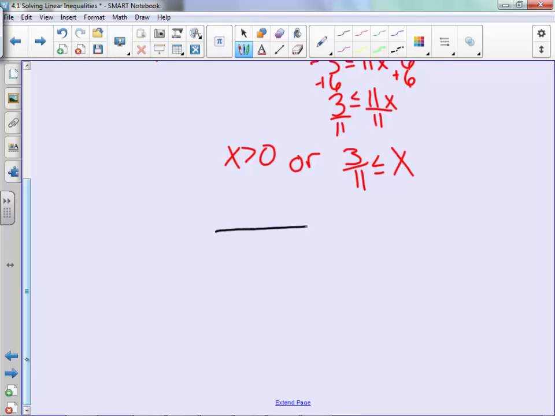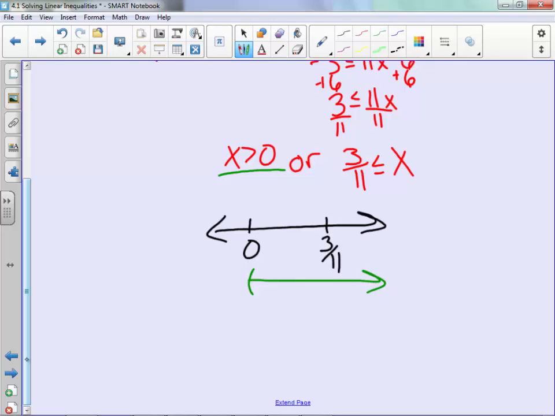So let's go ahead and get our graph. First one, x is greater than 0, open to the right. Second one, greater than or equal to 3/11. Now remember, we want OR, which means where there's at least one line. So our end answer is from here on. And then in interval notation, it'll just be from 0 to infinity.